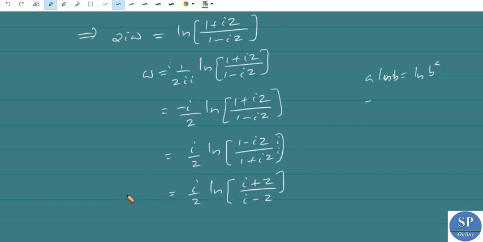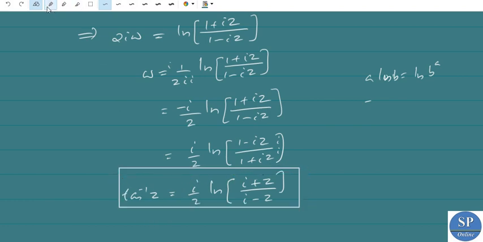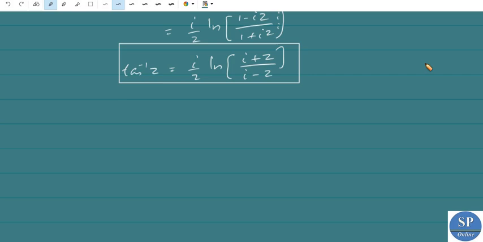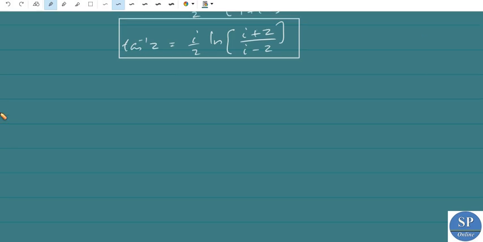This is w. w is nothing but tan inverse of z. So we can write this as the definition of tan inverse of z. Clear? Next we can discuss an example: find all the values of sine inverse of root 5.